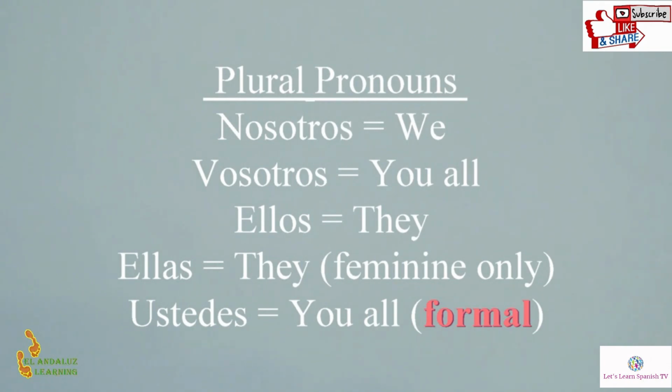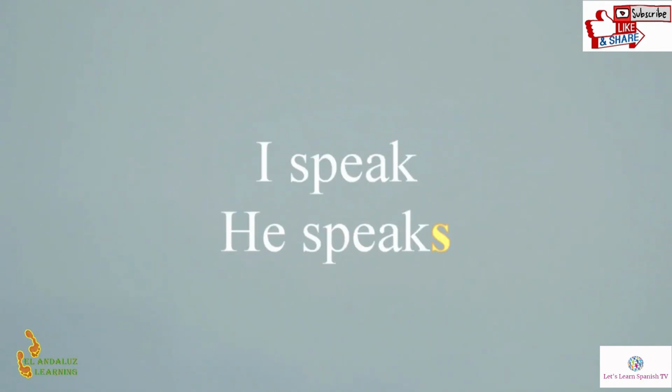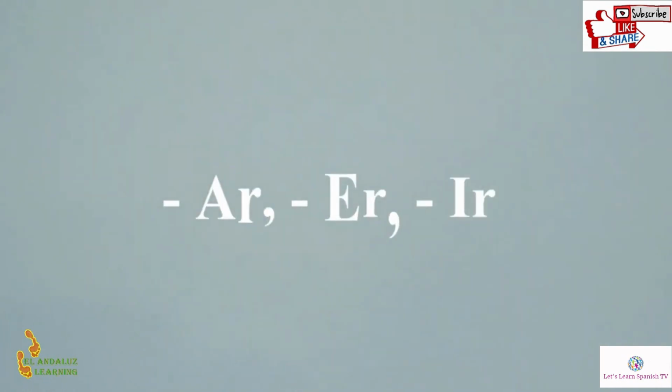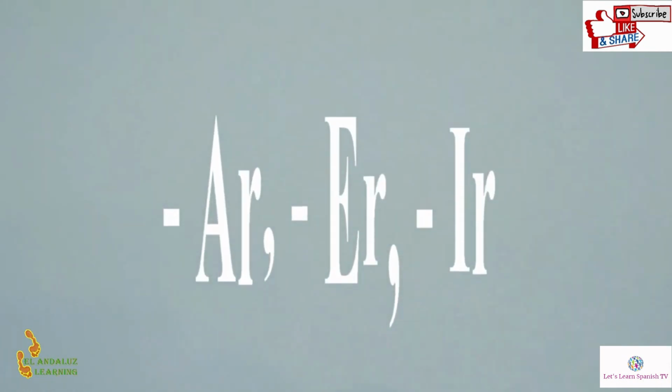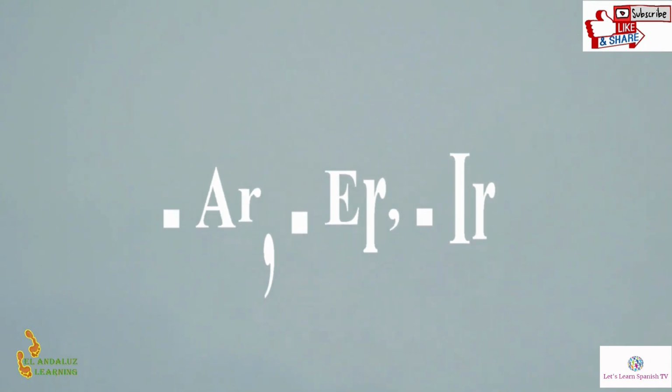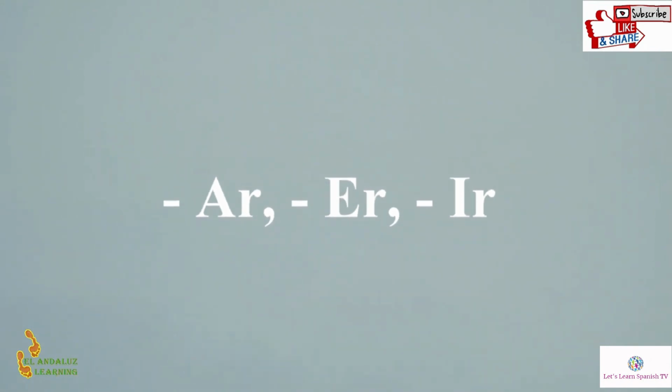Now, as in English, we say I speak, he speaks. Notice the ending of the verb speak is different. So we have this same thing in Spanish. The ending of the verb has to match the pronoun. For example, our verbs fall into three categories: AR, ER, and IR verbs. Correct? Yes, correct. All of the verbs in Spanish fall under these three endings.